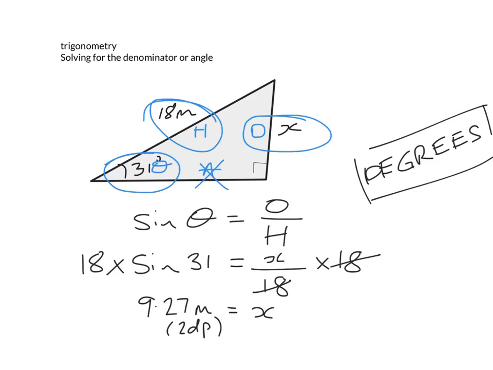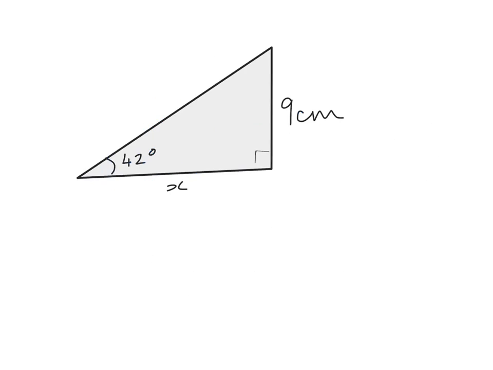Now, this one here, that's exactly what we've been doing for the last 2 days. We're not spending a third day doing that. We're going a step further. So the heading here was solving for the denominator or the angle. Every single time we've done trig so far, what we wanted to find is actually the numerator of the fraction. So, next trick, here we go.